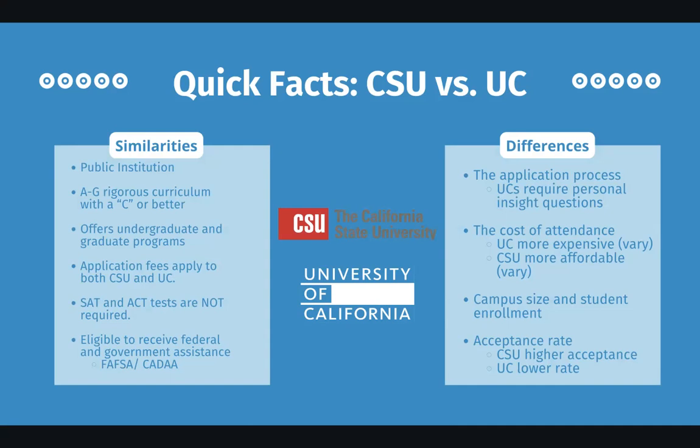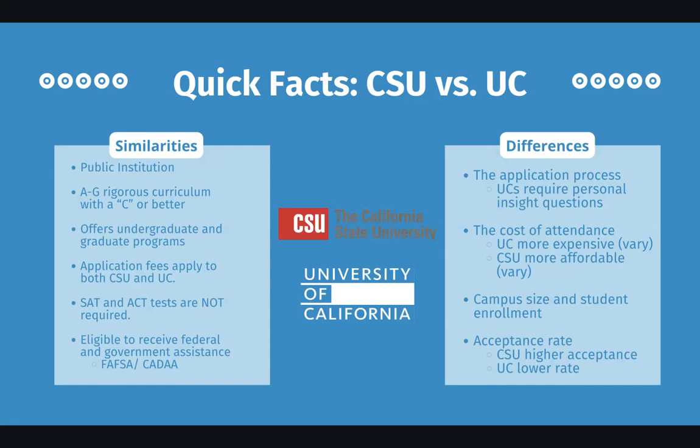Going over the differences, the application process is different. The UCs require personal insight questions, or what we call PIQs. The CSU system does not currently offer an option for you to talk a little bit more about yourself beyond your grades. With the UC, you can really explain your academic journey and answer some of those personal insight questions that allow you to elaborate a little bit more about the reasons behind your grades. And secondly, we have the cost of attendance. UCs tend to be more expensive than CSUs. CSU is more of a best value economic institution that you can attend.